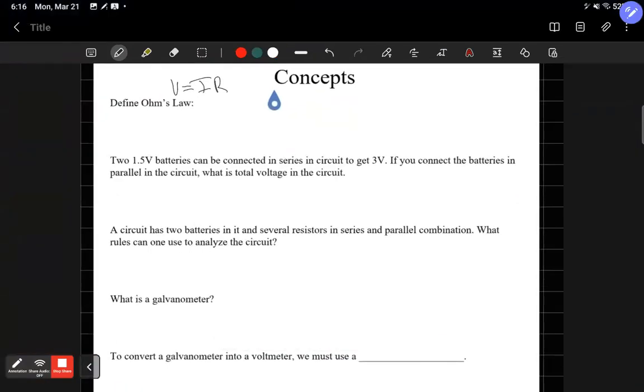Okay. So the definition of Ohm's law: V equals IR. I would think that's an acceptable answer, but otherwise, if he wants you to write out what the definition is, basically just turn this into words. So, let's see.